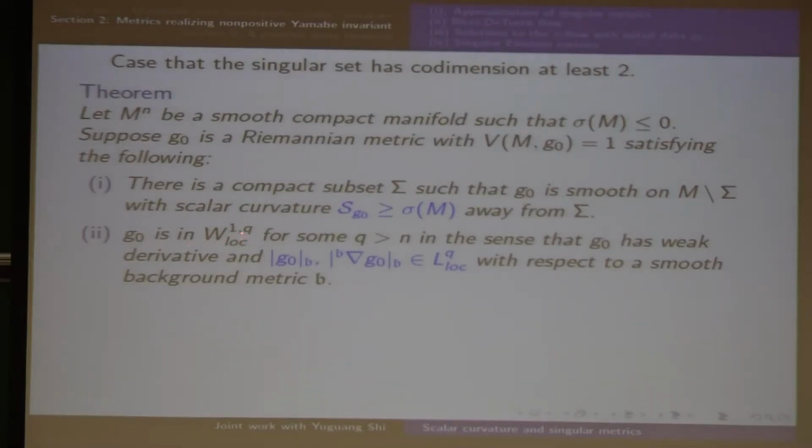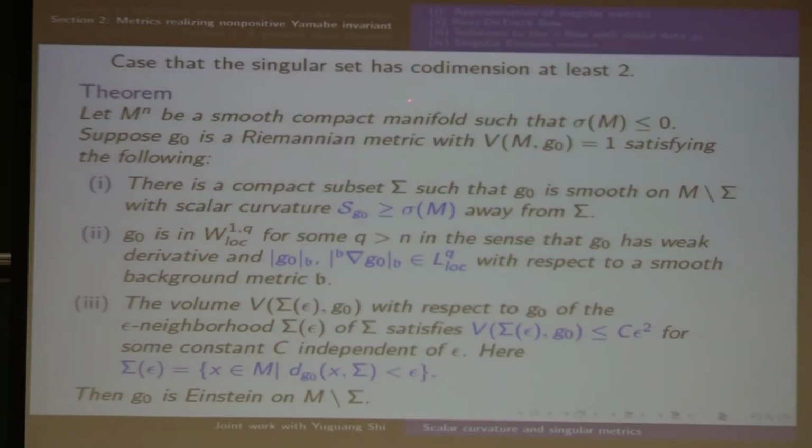Secondly, G naught is in a certain kind of Sobolev space where q is bigger than n. I don't know whether one can solve this problem for q equal to n. Okay. So, in particular, G naught is Hölder.